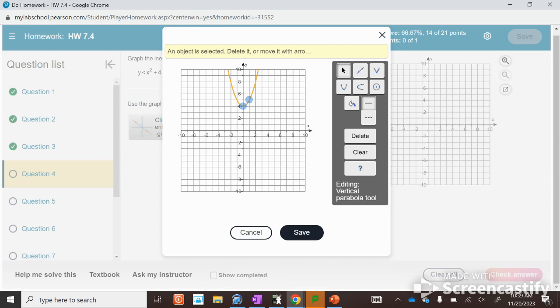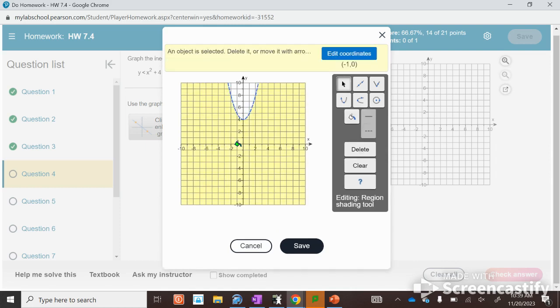Now I check 0, 0 again. Oh, and this is a dash line, so I hit the dash line. Okay, then I check 0, 0 again. Is 0 less than 0 squared plus 4? Yes, it is. So since 0, 0 works, I'll paint where 0, 0 is, so it looks like that.